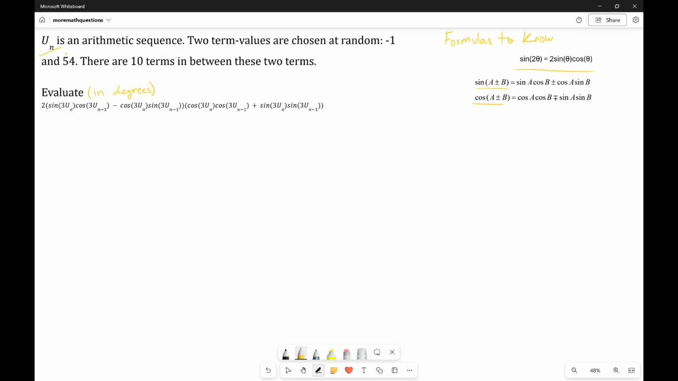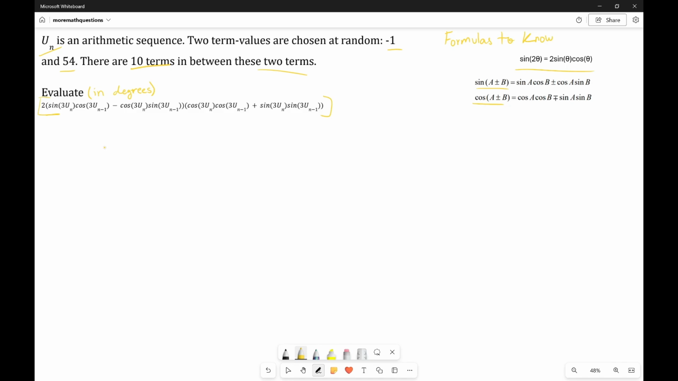So un is an expression for an arithmetic sequence, which has two terms chosen at random, -1 and 54. And we know that there are 10 terms in between these two terms, so there are 10 terms in between -1 and 54 in the arithmetic sequence un. Given that information, we need to evaluate this long expression over here, in degrees.